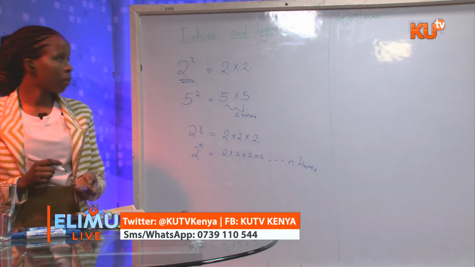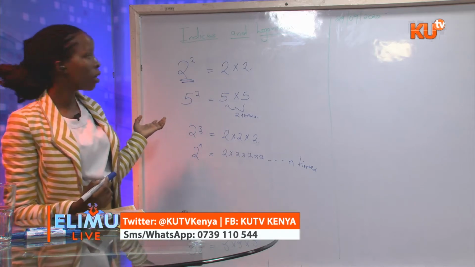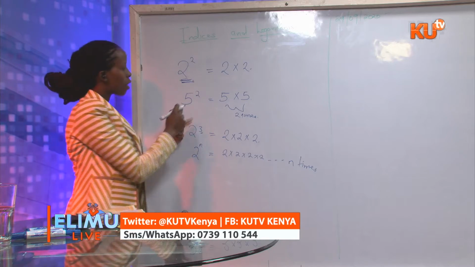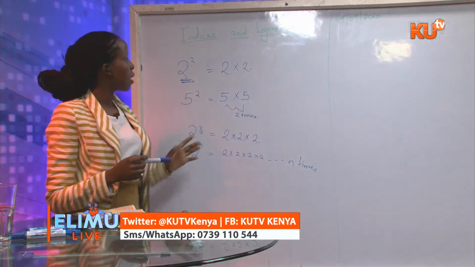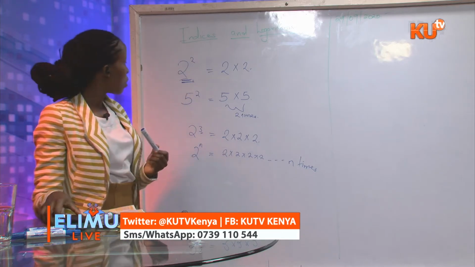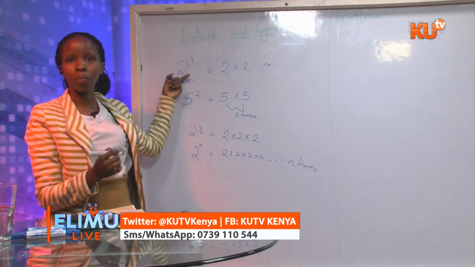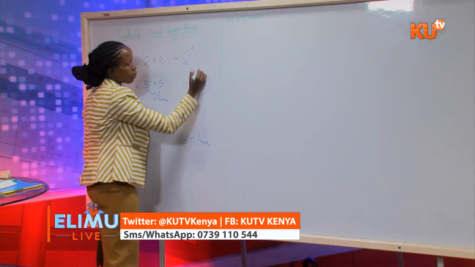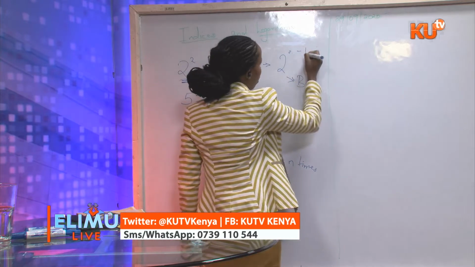Let us look at the same examples. We were talking about 2 squared, and this we narrow down to what? 2 squared means we have 2 raised to 2. 5 squared is 5 raised to 2. 2 cubed is 2 raised to 3. And 2 raised to n. This means that we have a number raised to another number. The number being raised to another number, like 2 raised to 2, is what we call our base. What about this other number? This we call the power.